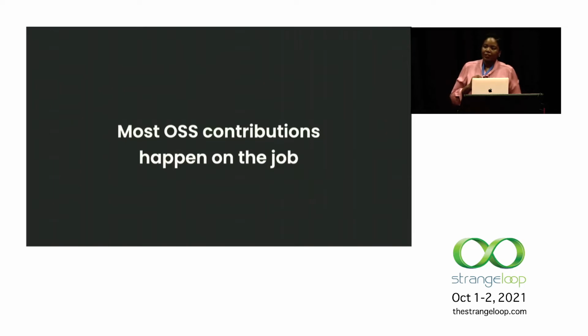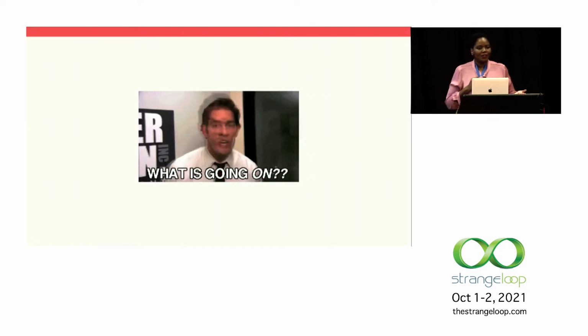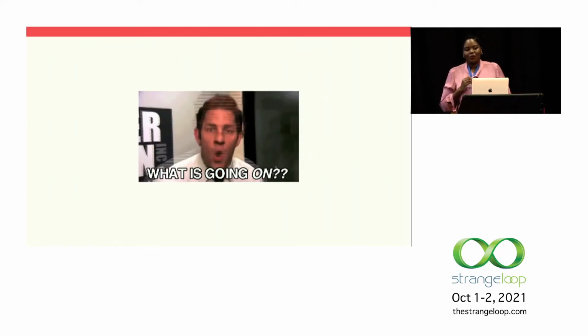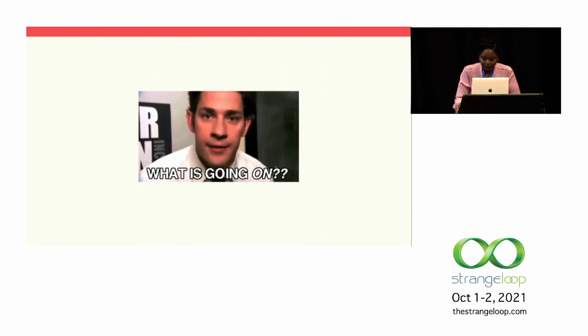Which is interesting because most open source contributions happen on the job. So what is making it to where male programmers and developers are willing to contribute to open source more than their female, non-white counterparts? Seriously, what the heck is going on? Now, I don't think this is part of some grand conspiracy to exclude people that are non-white cishet males.